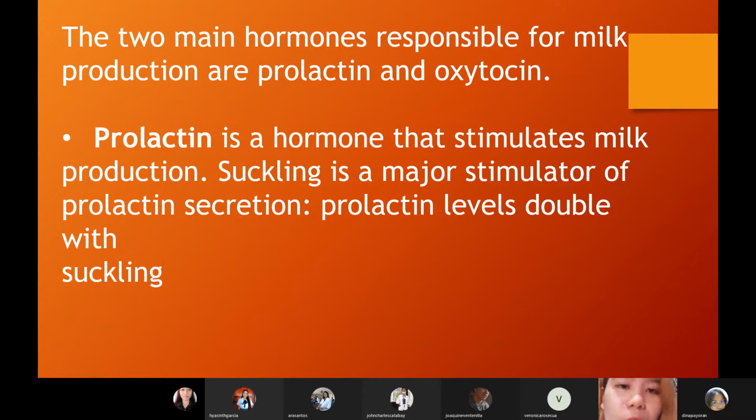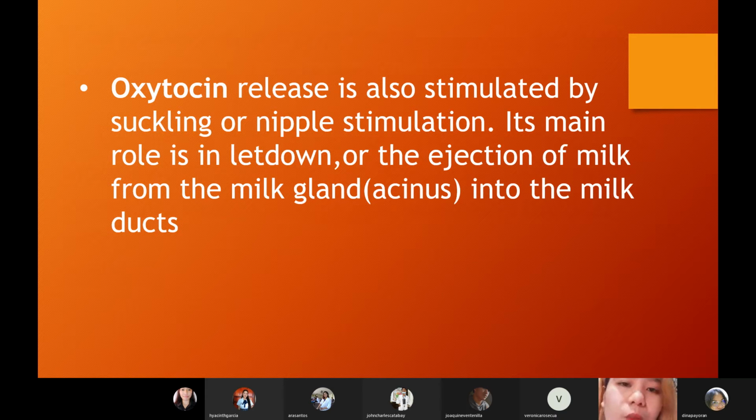Next is oxytocin. So this oxytocin release is also stimulated by suckling or nipple stimulation. Its main role is in letdown or ejection of milk from the milk gland, especially the acinus, into the milk ducts.